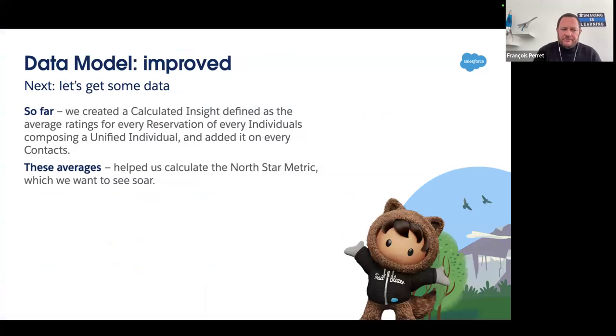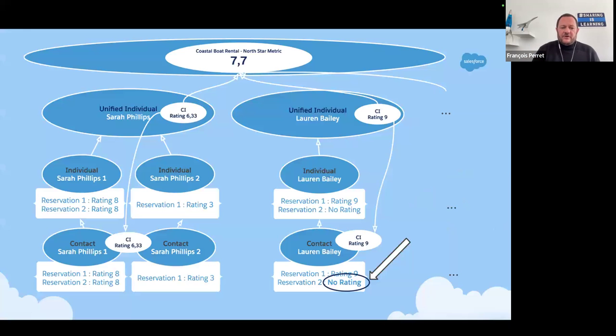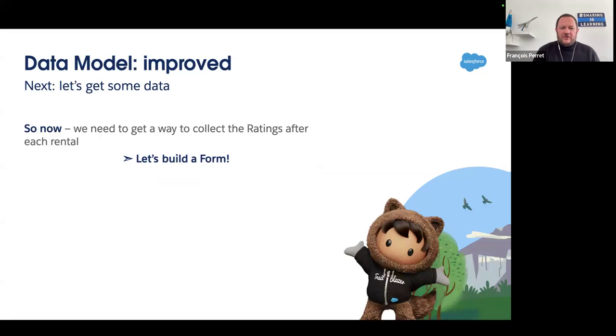So this is where we are. The data model is improved. We have everything we need. We created a calculated insight, defined the averages that we need at the unified individual level, and added the widget at the contact level. And so we now have our north-star metric. So this is what we actually have.